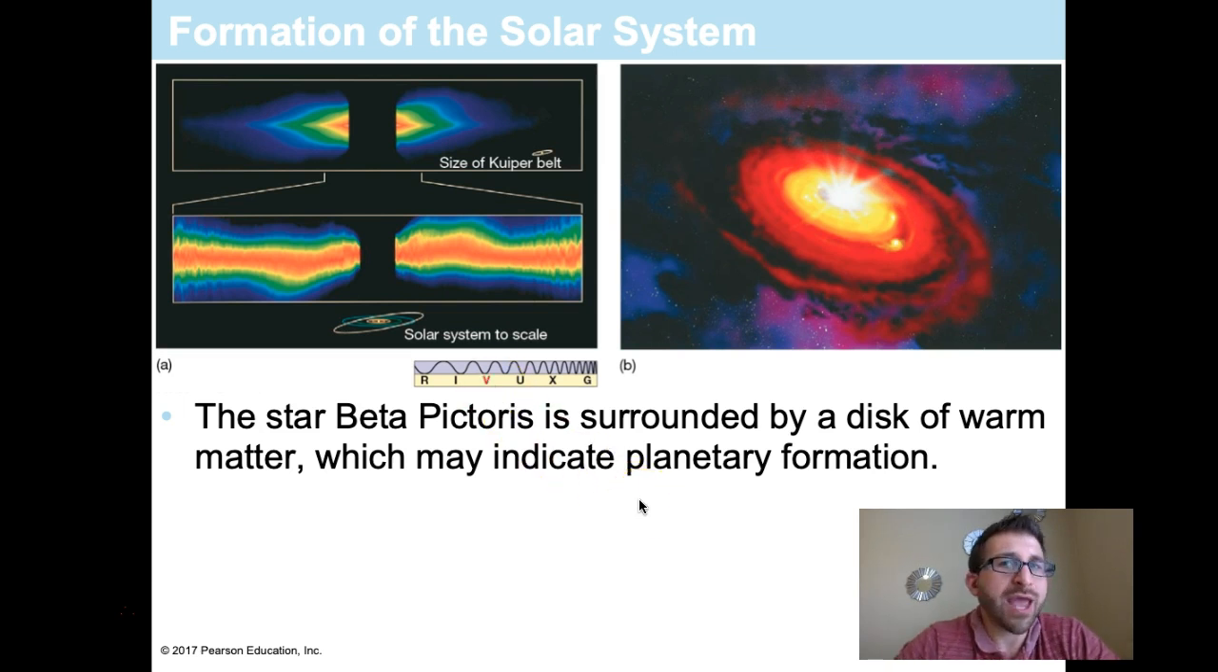We see, once again, this is happening around other stars as well, and we can monitor their progress, and we can get an understanding from a statistical standpoint on how solar system formation occurs. This particular star, Beta Pictoris, has a disk of warm matter, and it's in its earliest stages of planetary formation, possibly.